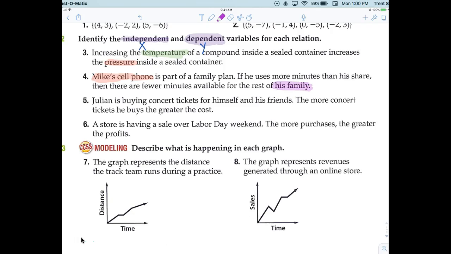So now why don't you help me out? Mike is the what? Independent. And his family is the dependent. Very easy. I told you. Very simple. Is everybody good with that? All right. Let's try one more. Number 5.